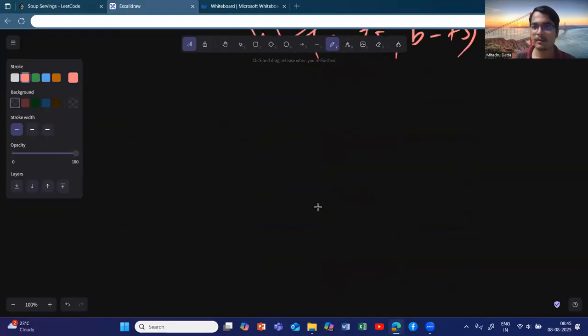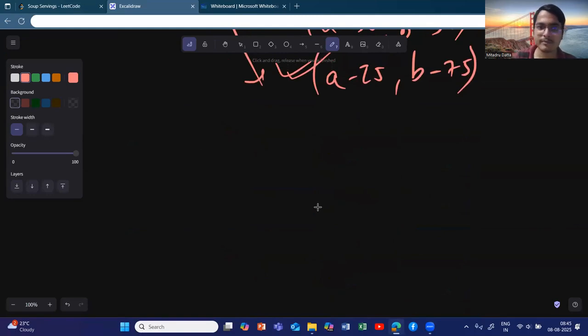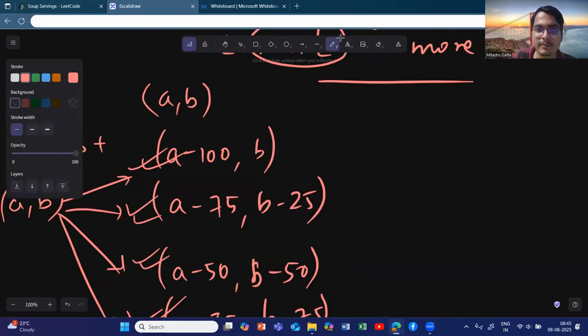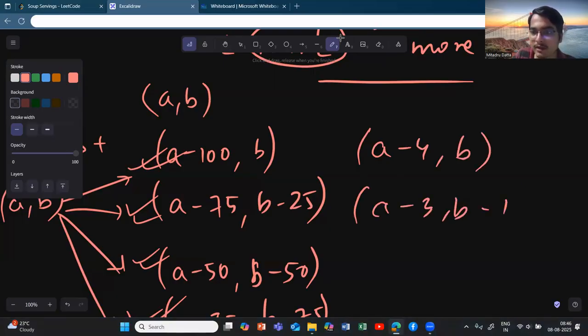So you see, something like minus 25, minus 75, these are happening. Always in multiples of 25 it is getting reduced. So I can divide the whole thing by 25, and when I was doing something like this, it would mean a minus 4 and b, and a minus 3 and b minus 1. I hope you know what I am trying to do.